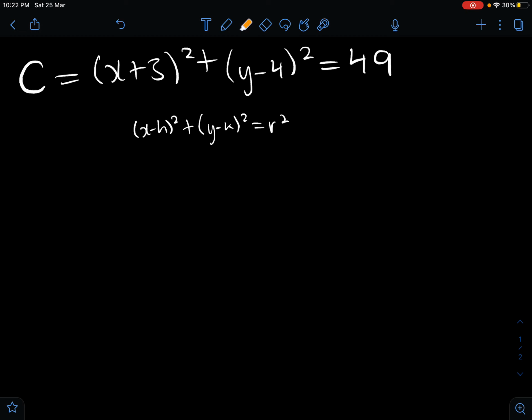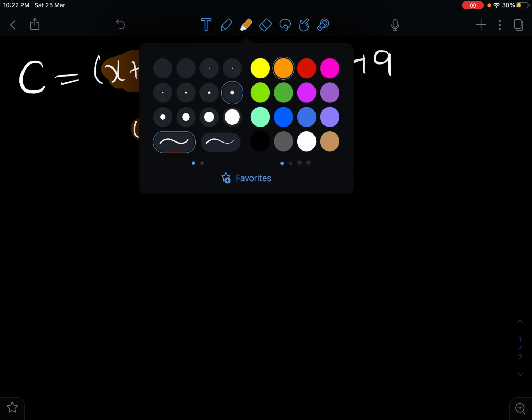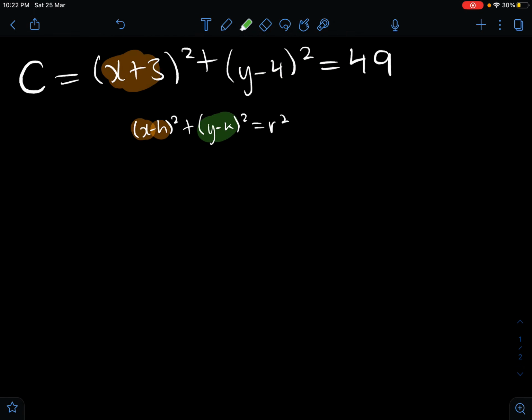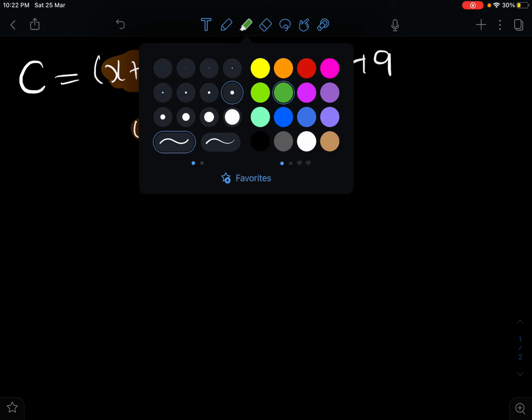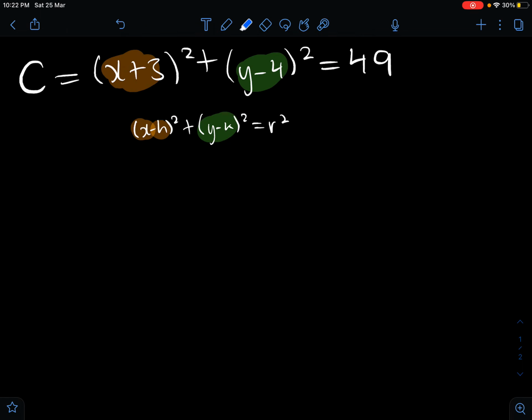Well, look at the orange bits and look at the green bits and look at the blue bit.